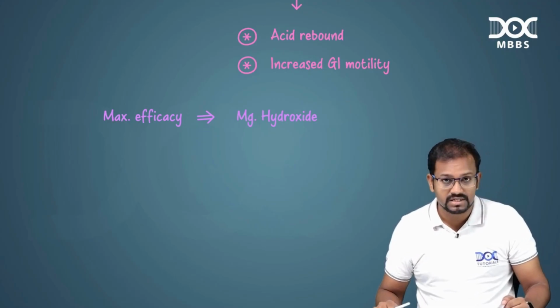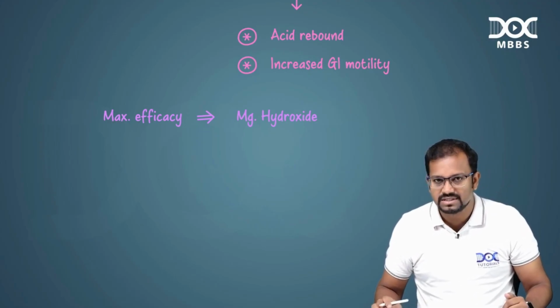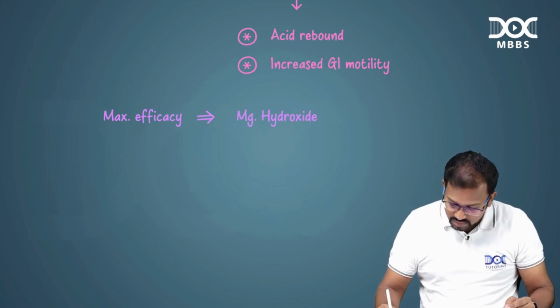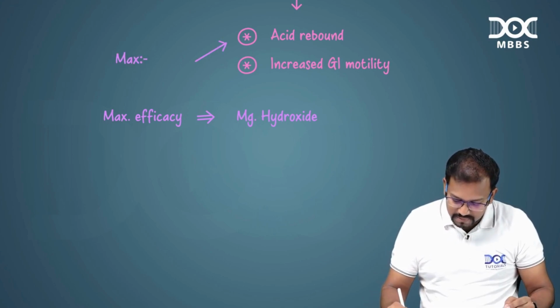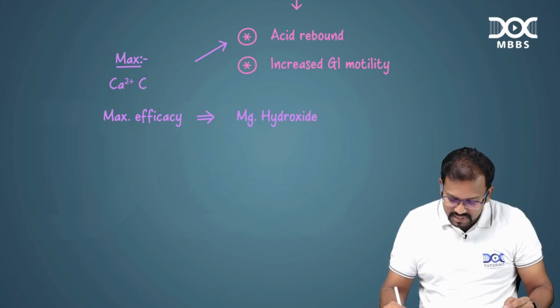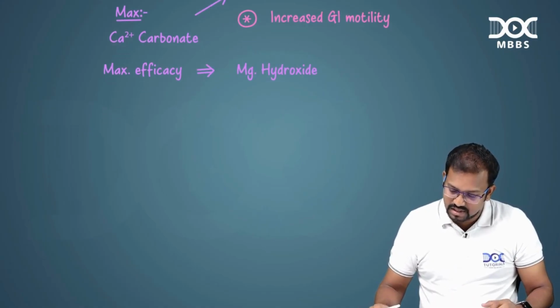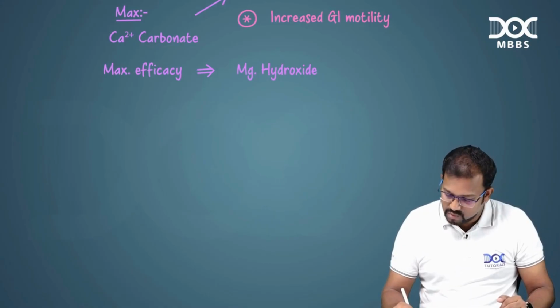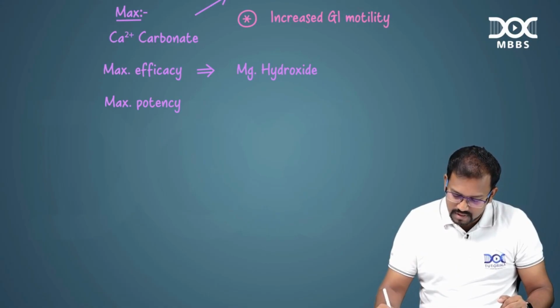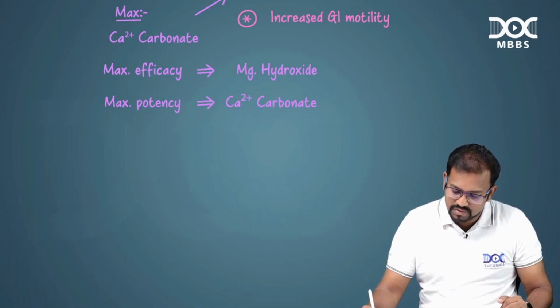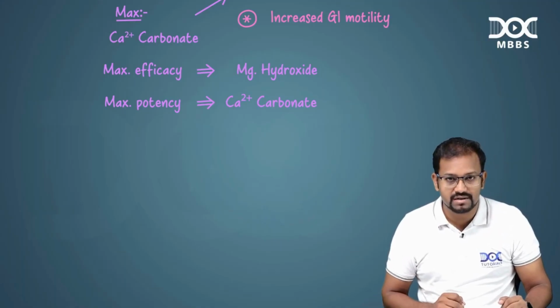And apart from that, the increase in acid rebound is there, right? This acid rebound is going to be seen maximally with calcium carbonate. Apart from that, we have certain other antacid agents. The maximum potency is seen with which drug? That's calcium carbonate. So calcium carbonate tends to have the most potency and also tends to produce the most acid rebound phenomena.